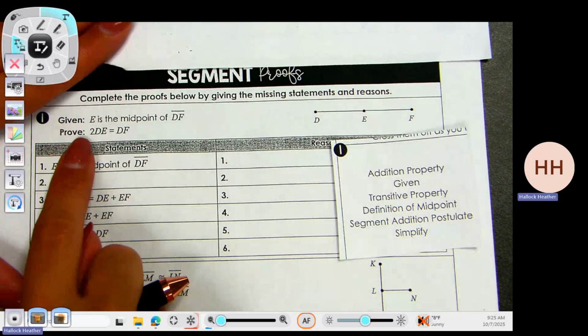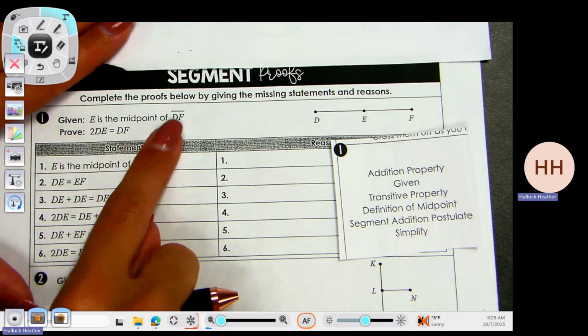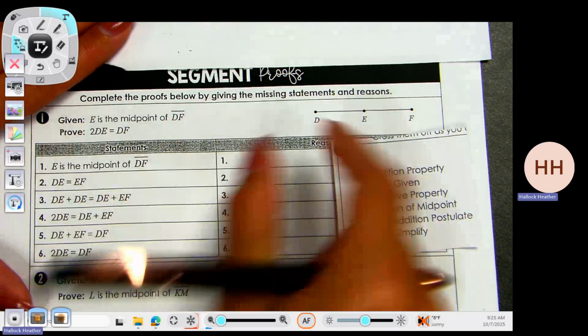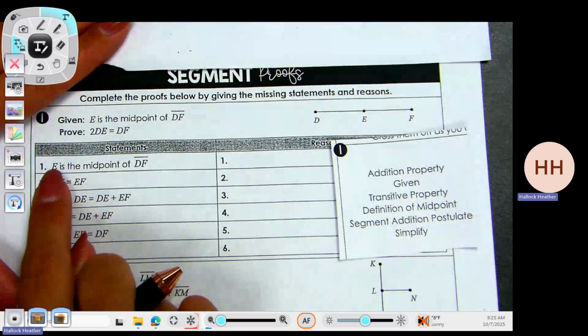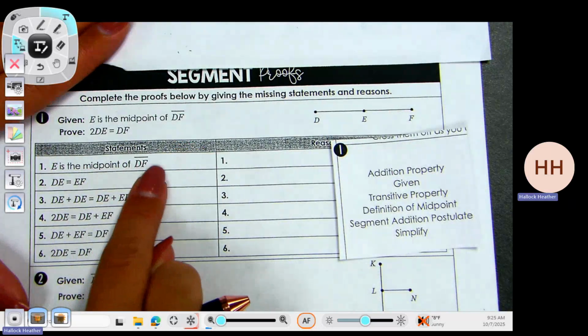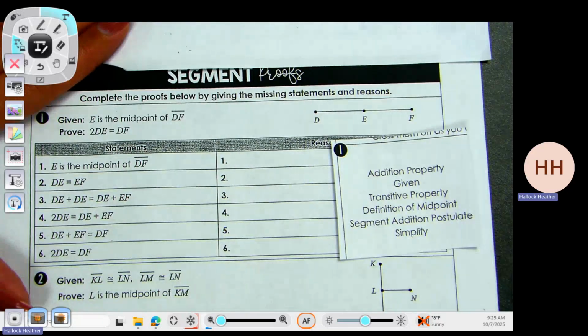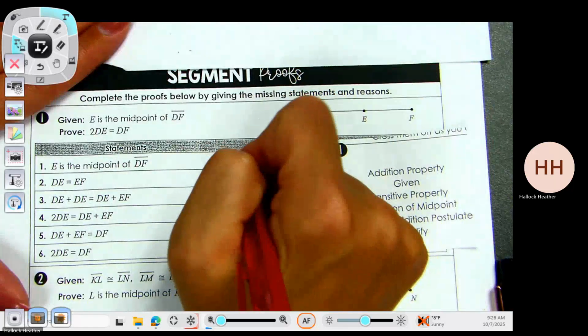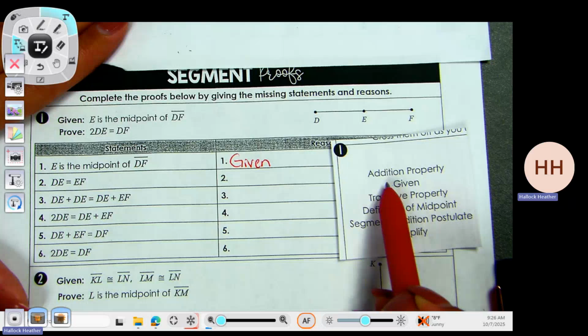So for numero uno, given: E is the midpoint of DF. Prove that 2 of these equal the whole thing. So E is the midpoint of DF. Given, the first step is always given every single time. On your word bank, I would cross off given. I'm not crossing it off because I'm using this for every single class, but given is gone.